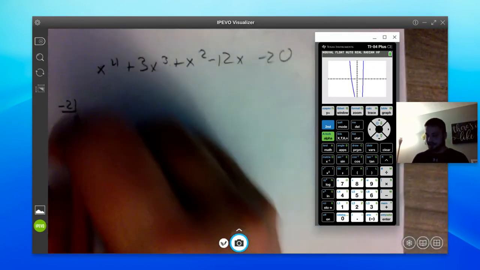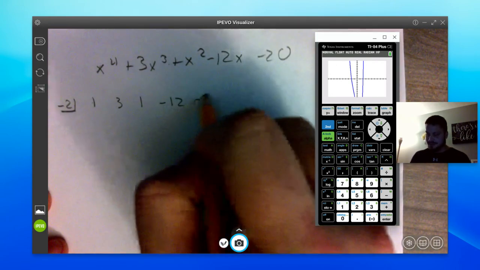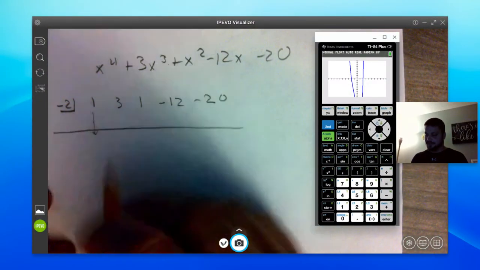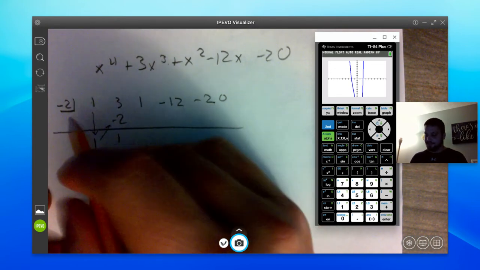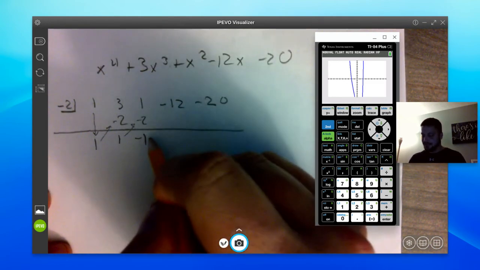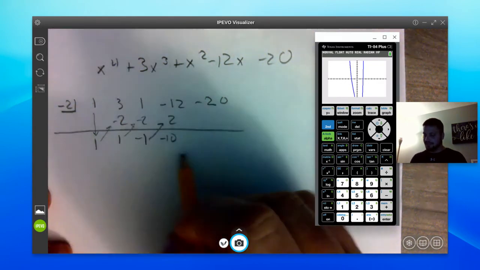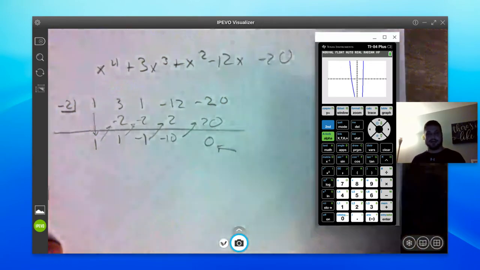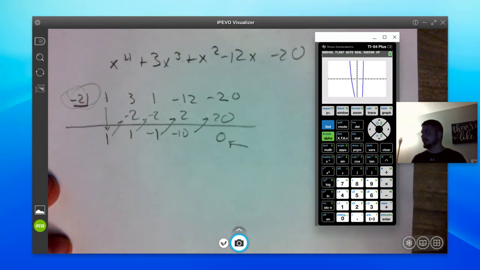-2 is my box number. Here's my coefficients. I'm doing synthetic division. You can do long division if you want, although I think that that's more time consuming. Okay, I'll drop down my first number. -2 times 1 is -2. 3 minus 2 is 1. -2 times 1 is again -2. 1 minus 2 is -1. -2 times -1 is 2. -12 plus 2 is -10. -2 times -10 is 20. -20 plus 20 is 0. Again, this has to be a 0, or I shouldn't have used this number. Okay? So I know that one answer is -2.